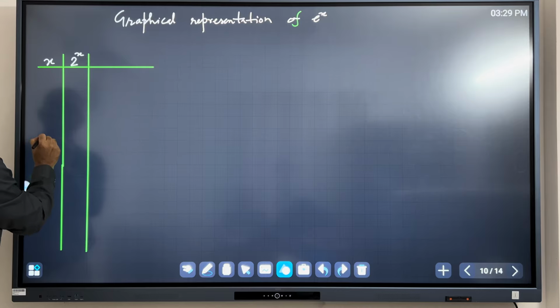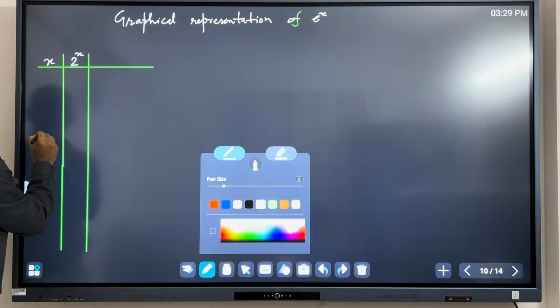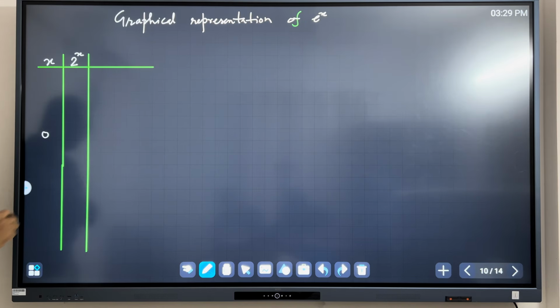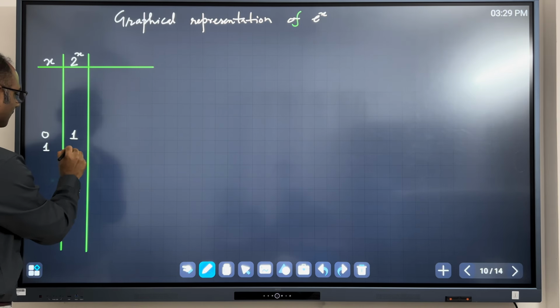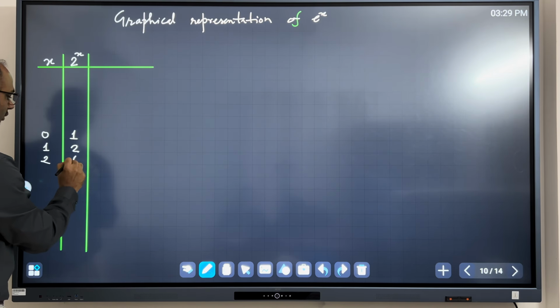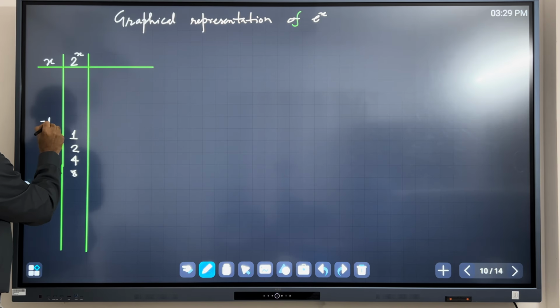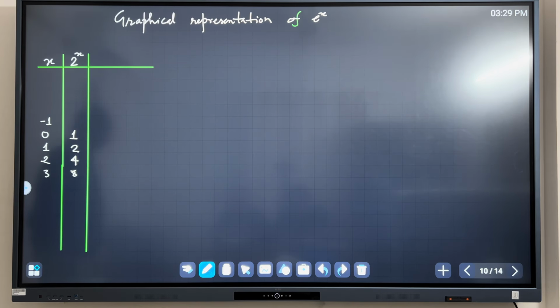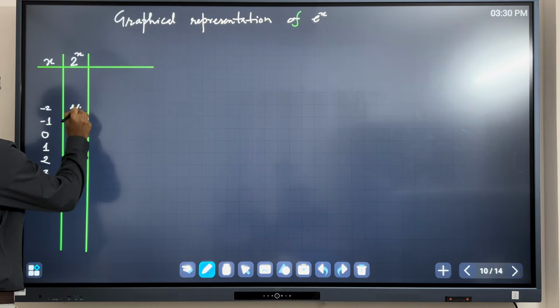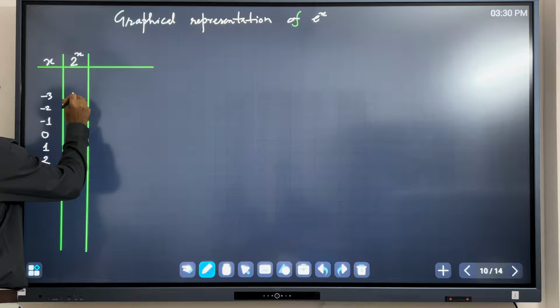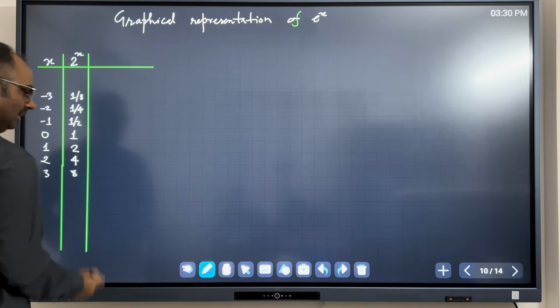So when x is equal to 0, what is 2 to the x? 1. Very good. When x is equal to 1, 2 raised to the power x is 2. When x is 2, that's 4. When x is 3, that is 8. When x is minus 1, then it is 1 over 2, which is 0.5. When it is minus 2, it is 1 over 4. When it is minus 3, it is 1 over 8. Okay? Now let's plot.